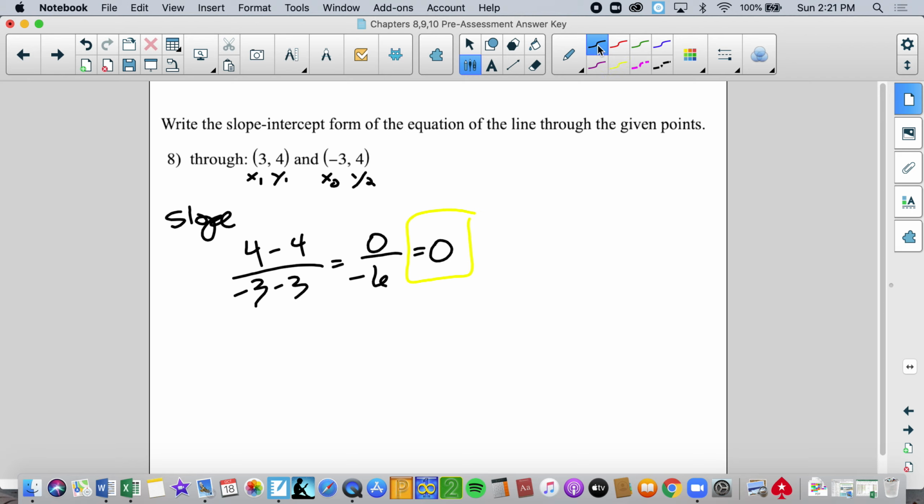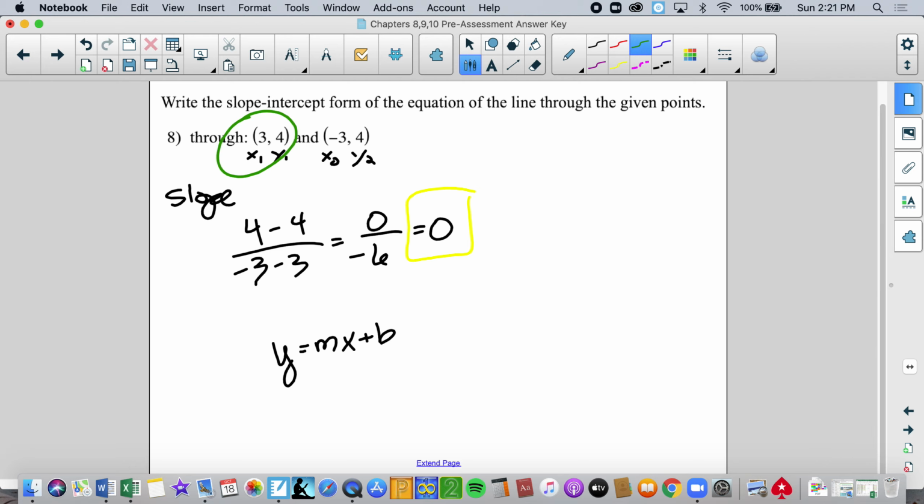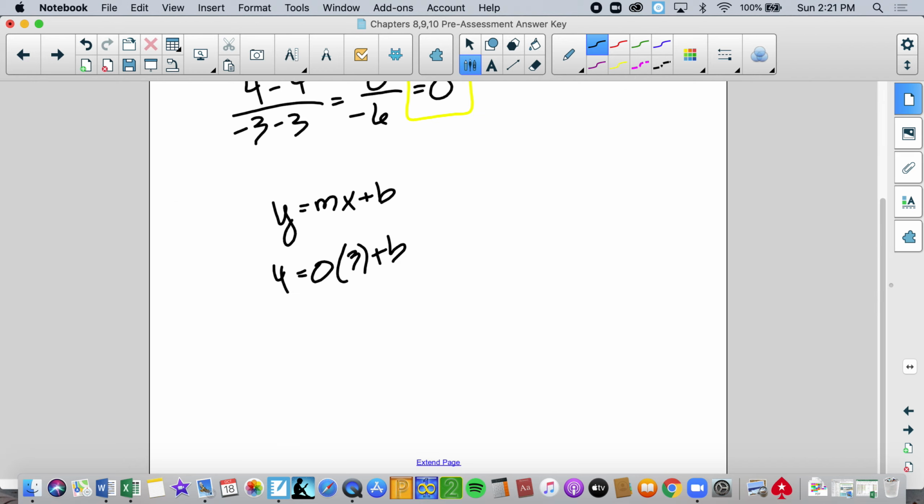I'm going to use my template. Y equals mx plus b. I have a slope and a point. Again, I'm going to use the first point just for convenience and consistency purposes. And now I'm going to plug in the values. My y value is 4. My slope is 0. My x value is 3 plus b. 4 equals 0 plus b. 4 equals b. I have my y-intercept.